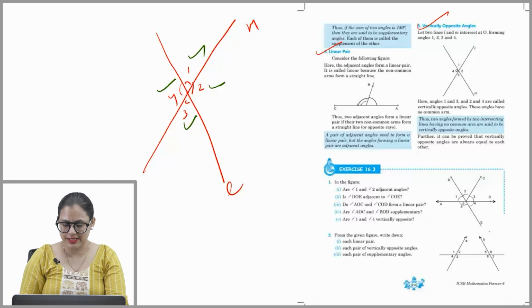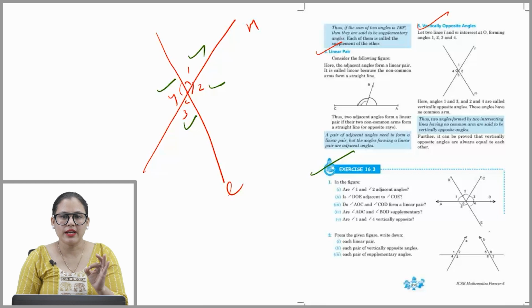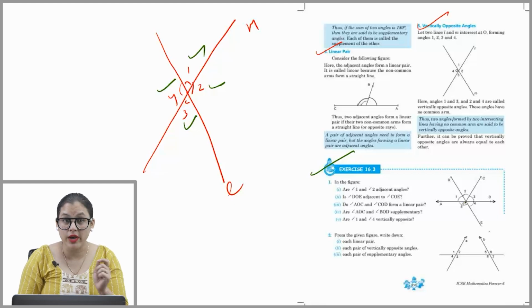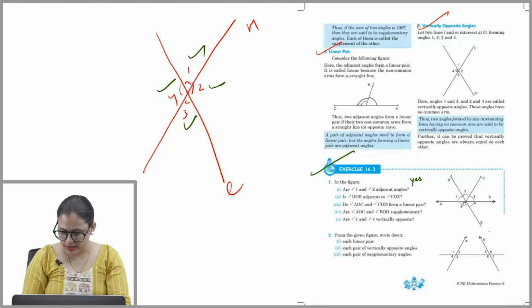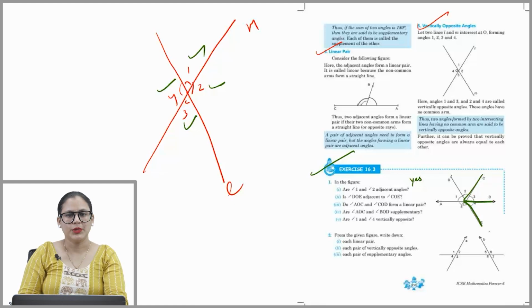Okay. Exercise 16.3. In the figure, number 1, are angle 1 and angle 2 adjacent angles? See, angle 1 and angle 2, do they have a common vertex? Yes, they do have a common vertex, which is O. Do they have a common arm? Yes, OB. So, yes, angle 1 and angle 2 are adjacent angles. Second, see, this is angle DOE, is it adjacent to angle COE? No.